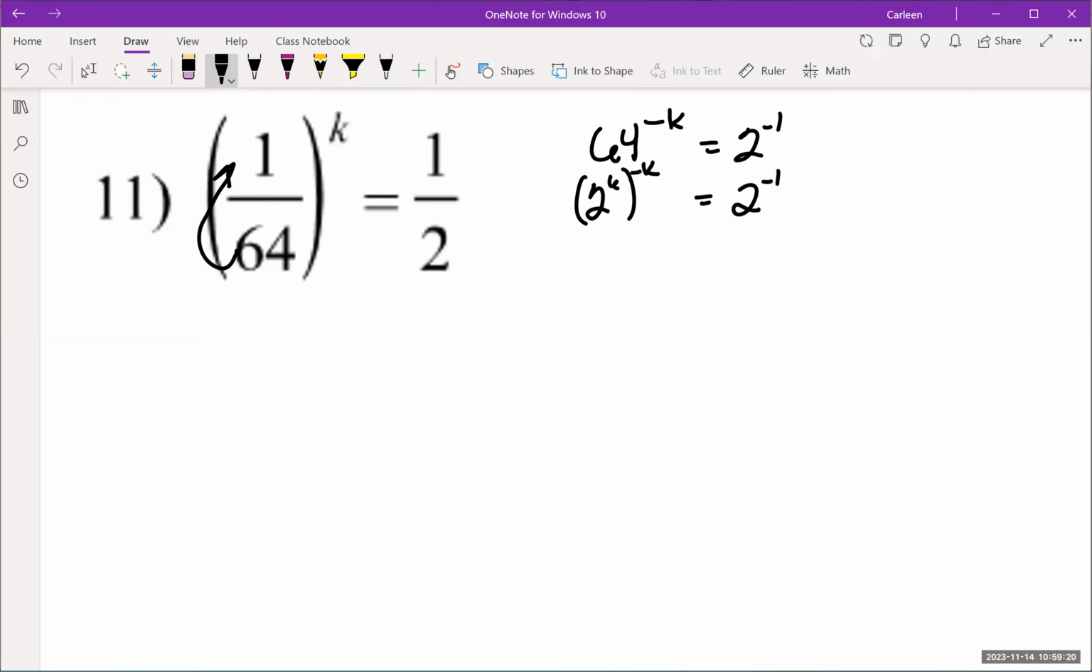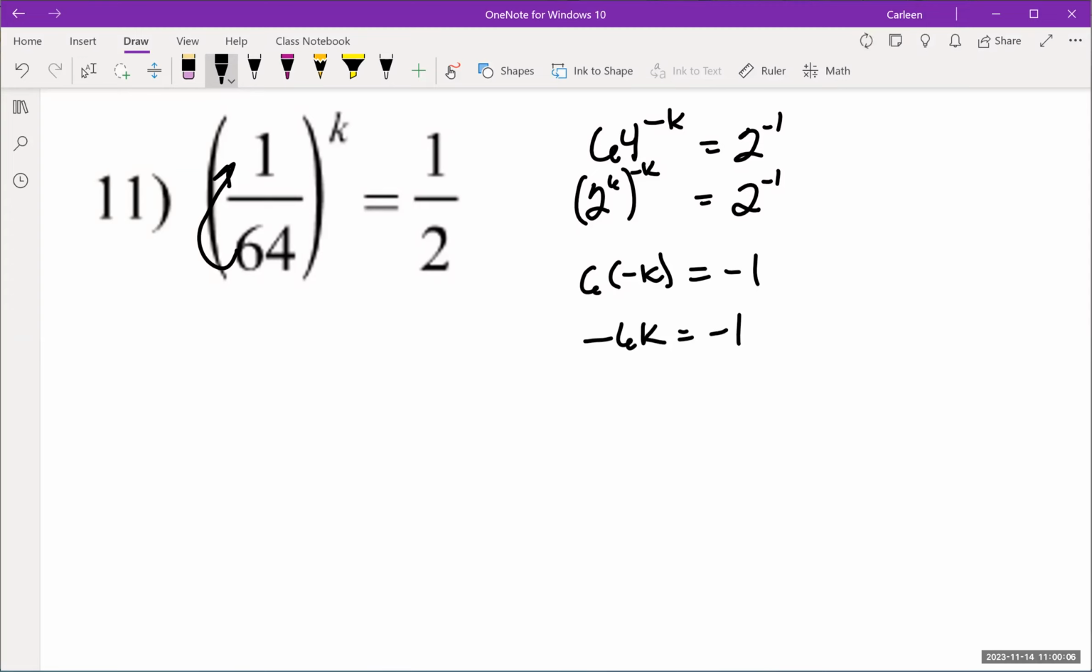Okay, if the bases are the same, then the exponents are the same. The base is going to disappear. We're going to bring down an equation with the exponents. So Zoomers, can you type in what my equation is that I'm going to bring down? What do you think? Okay, 6 times -k is equal to -1. So -6k is equal to -1.